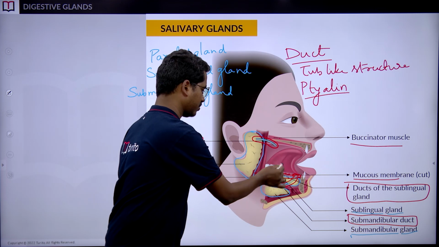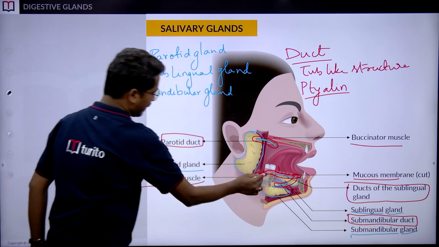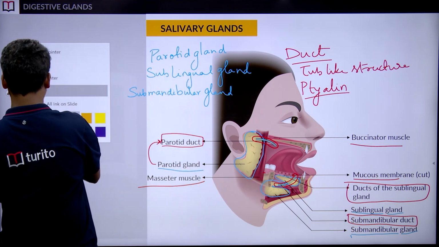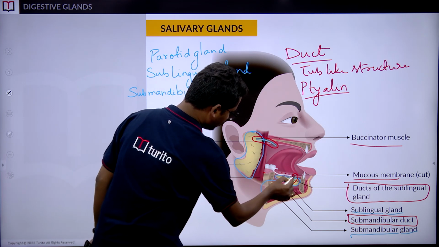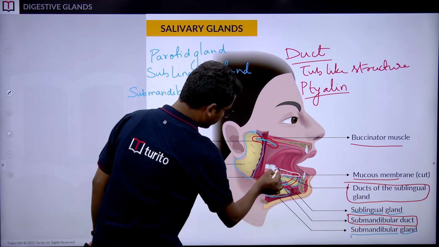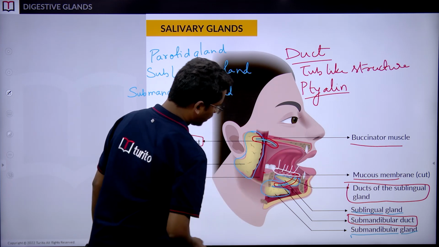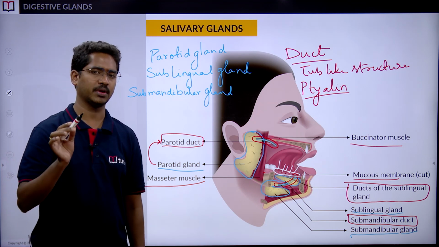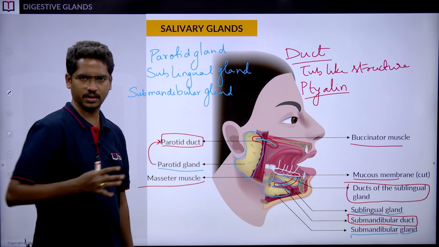It is something here. I think I must use some other color for you. If you observe these openings, this is where we will find that the sublingual gland is trying to release its salivary amylase. So, hope you understood this. I think things are quite clear here.